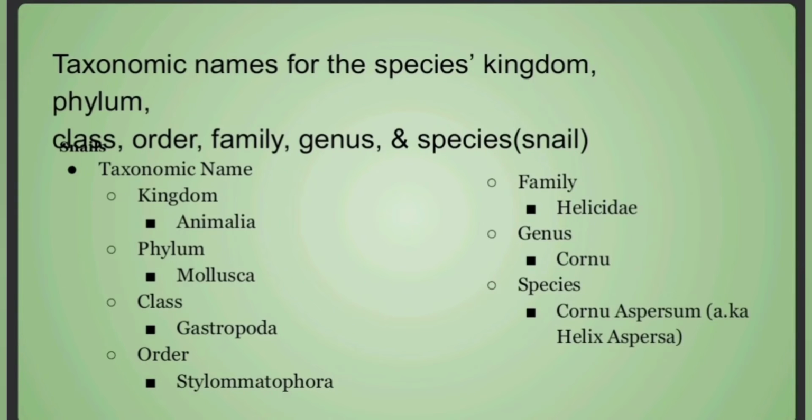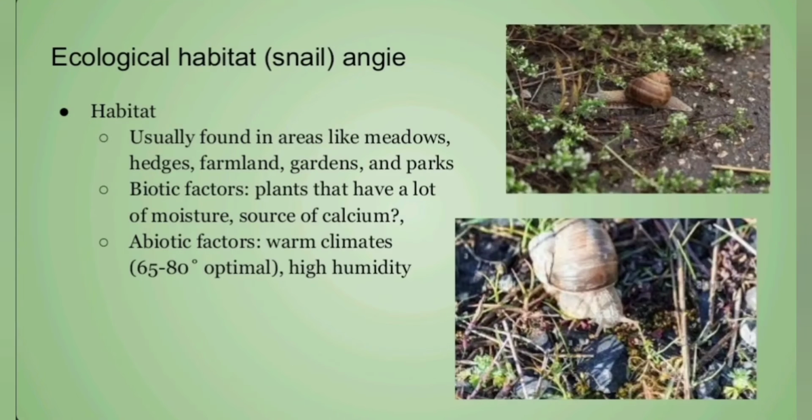Our animal was a snail, which is a part of the Animalia kingdom, the Mollusca phylum, the Gastropoda class, the Stylommatophora order, the Helicidae family, the Cornu genus, and the most specific is the Cornu aspersum for species, which was previously known as the Helix aspersa.